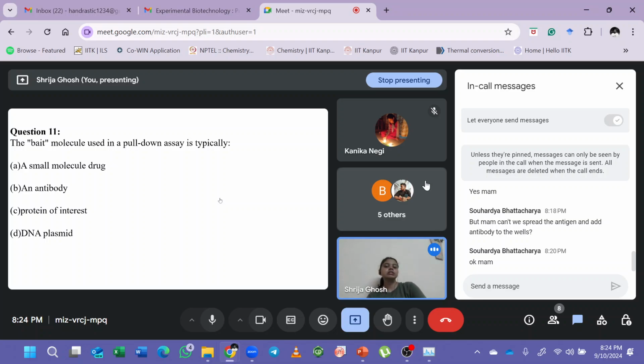Pull down assay is a type of immunoprecipitation assay where we are using a particular bait molecule to capture a prey, we can say. So anybody has any idea, using this hint, what can be the answer? Yeah, option C, that is the correct answer. Very good. So protein of interest.